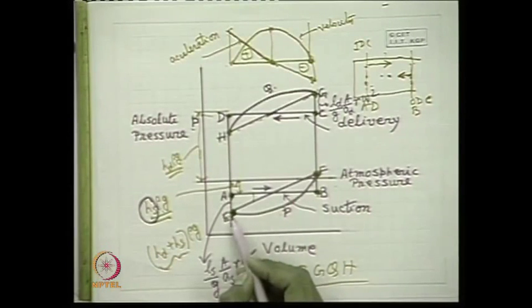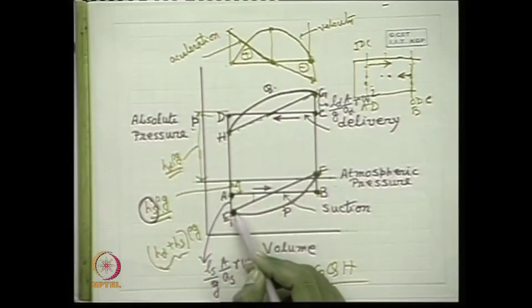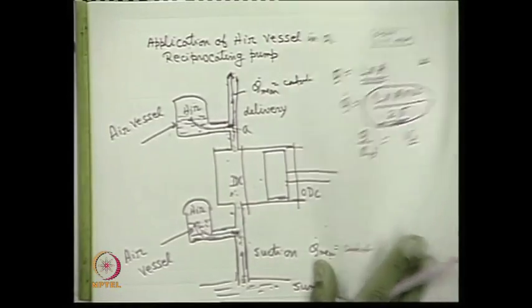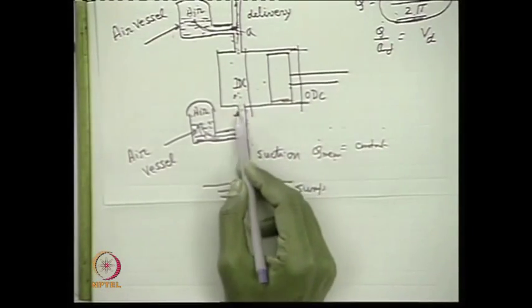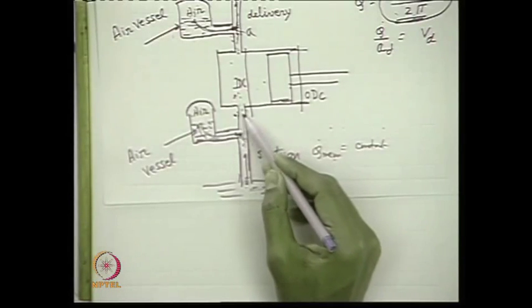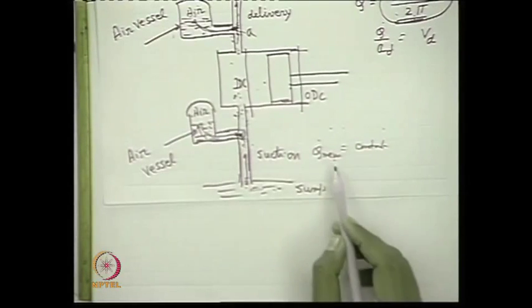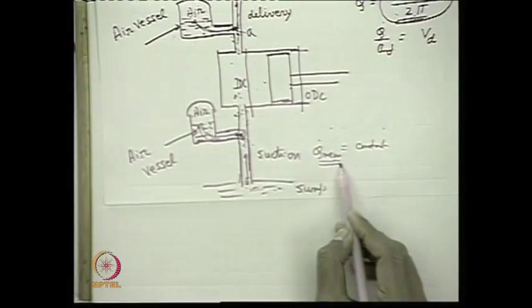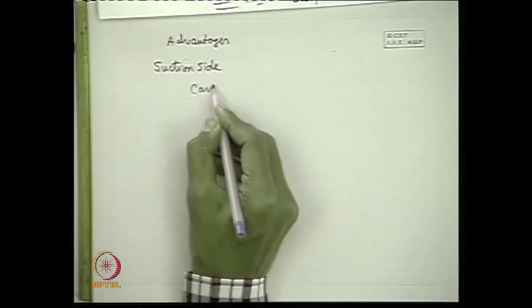So therefore, here we see when the acceleration and deceleration is coming into picture, then the minimum pressure point goes down, so that there is likelihood for the cavitation to occur. So here we see when we put the air vessel very close to the cylinder, this point goes very close to that, so this minimum point pressure is boosted high, which corresponds to the mean discharge pressure. So therefore, the likelihood of cavitation is avoided. So the first advantage is the cavitation may be avoided.